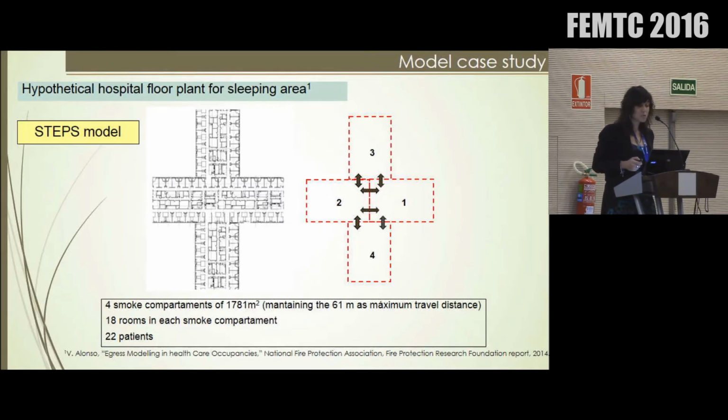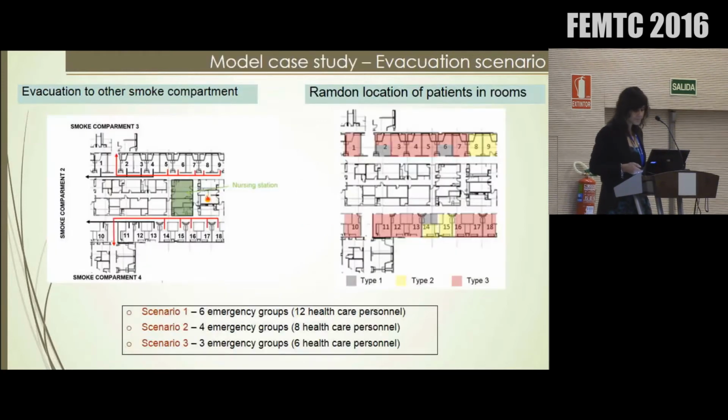We have 18 rooms in each of these smoke compartments. 14 rooms are single occupancy, 4 rooms are double occupancy. Please note that this hospital was considered in the US, where you need to pay for the medical treatment, so not too many people you can find. If you compare with the Spanish hospital, you can find more double occupancy rooms, but in this case it's more limited. So in total, considering this, we have 22 patients.